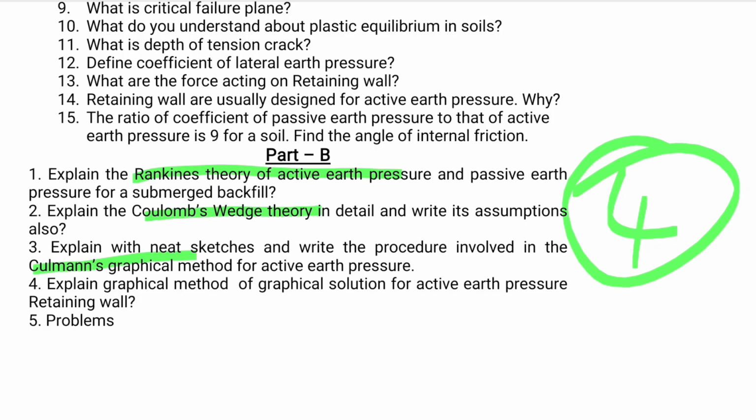Units 4 and 5 are very easy and have limited questions. If you study well, you can easily get the pass mark in Foundation Engineering.